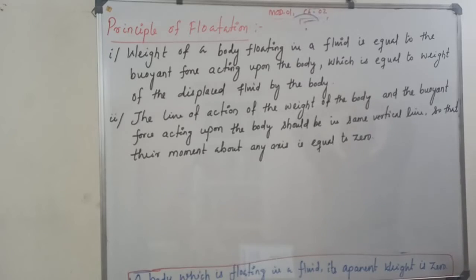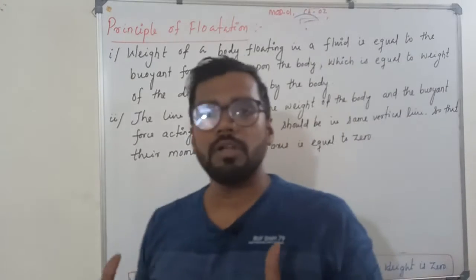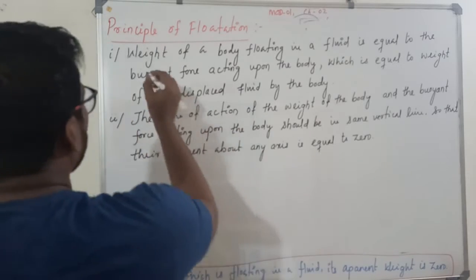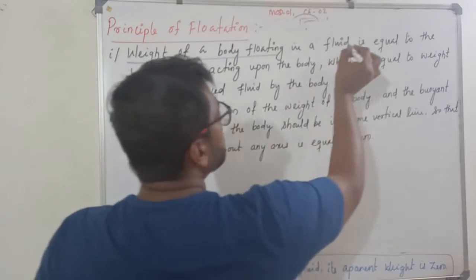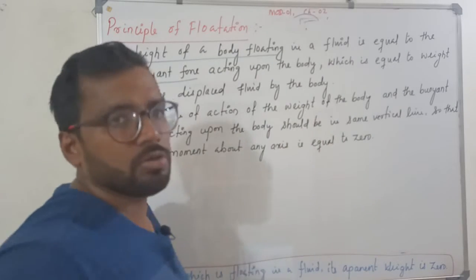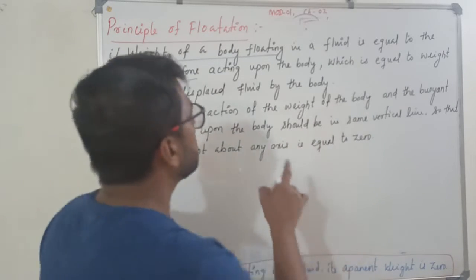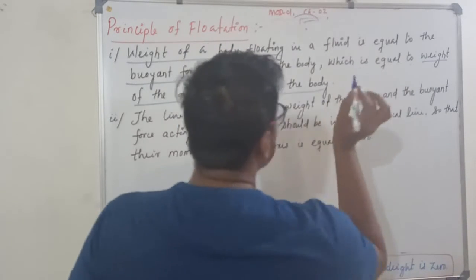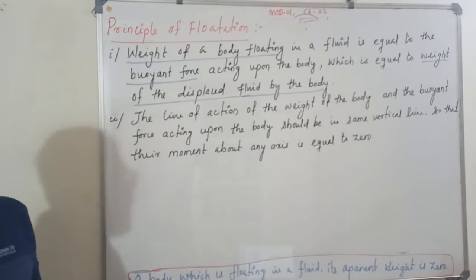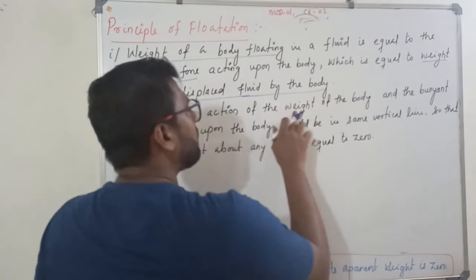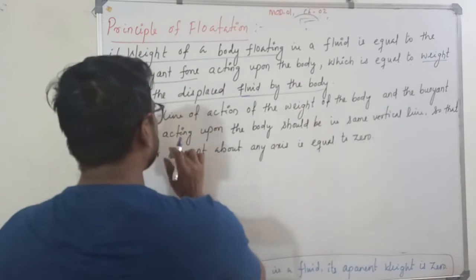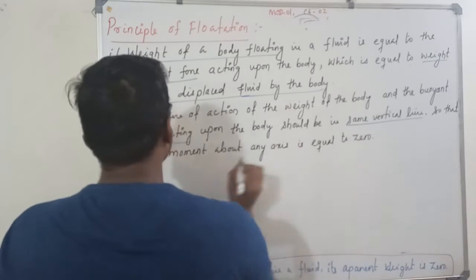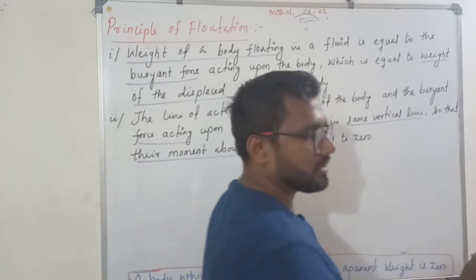Let's enter into flotation, that is the principle of flotation. What it says is that the weight of the floating body is equal to the buoyant force. What is buoyant force? Buoyant force is nothing but the weight of the fluid which is displaced by the body. And the line of action of the weight of the body and the buoyant force should be in the same vertical line, so that the moment about any axis is equal to 0.